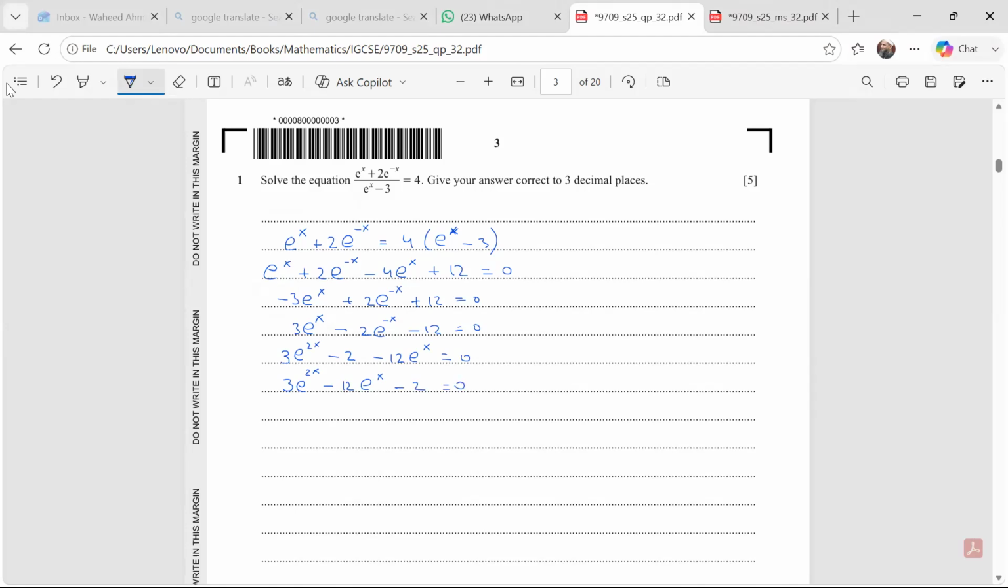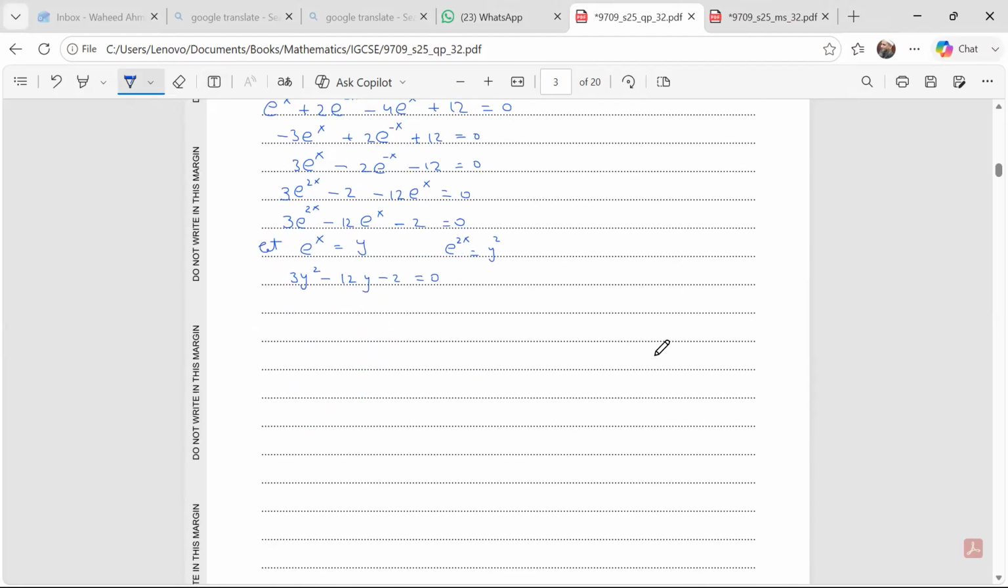Now let's make a substitution. Let's assume that e to the power x is equal to, let's call it y. So of course, e to the power 2x will become y squared, right? So we have 3y squared minus 12y minus 2 equals 0. So now we have a quadratic equation. Let's try to solve it, and I will use the quadratic formula.